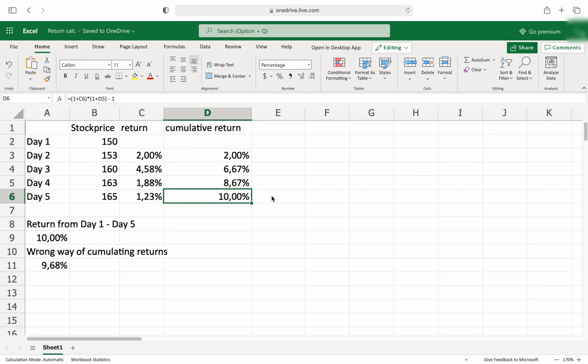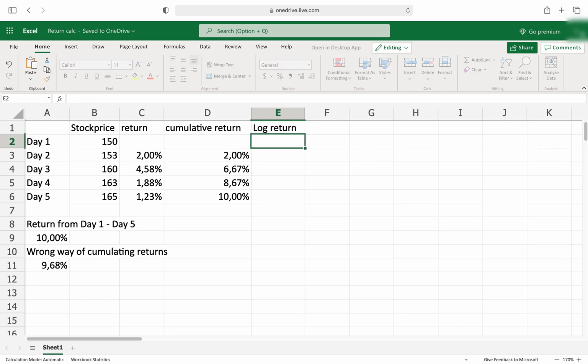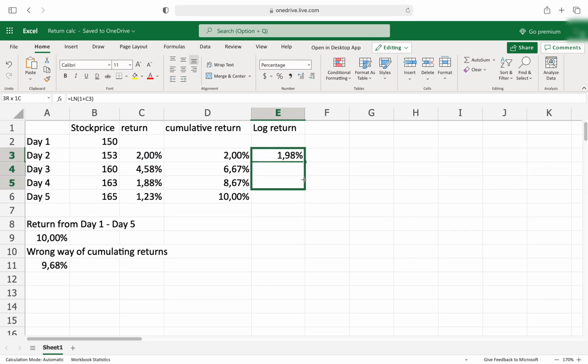Now let's take a look at log returns. Therefore, we are again creating a column log return, and the log return is just the natural log of 1 plus the return. So we can just use the ln formula and provide 1 plus the return. And we have the log returns when we are pulling that down. So you see they are similar, but slightly different. And now I'm showing you why are they so handy and people love using them.